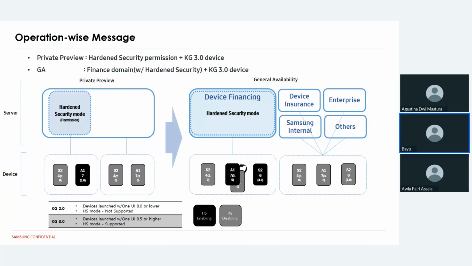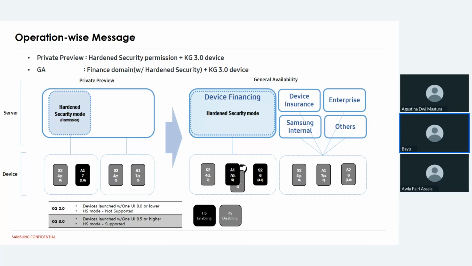So the transition to KG is tied to the hardware and software generations. The KG 3.0, which supports the new hardened security mode, will be available on devices launched with One UI 8.5 or higher. So, for example, here you can see on this page.